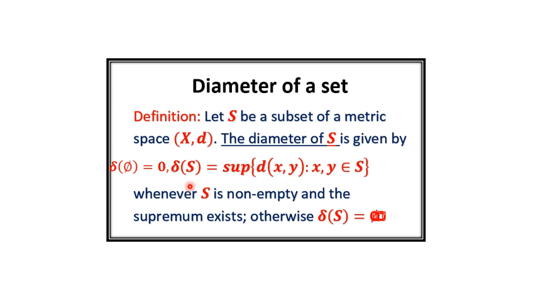So please take note. Whenever a set is empty, the diameter of the set is 0. If the set is not empty and you can find this supremum, then the diameter will be the supremum of this set, where you have all the possible distances between two objects within the set. If the set is not empty and this supremum cannot be found, then we say the diameter is what? Infinity. A special kind of infinity here. This is positive infinity.